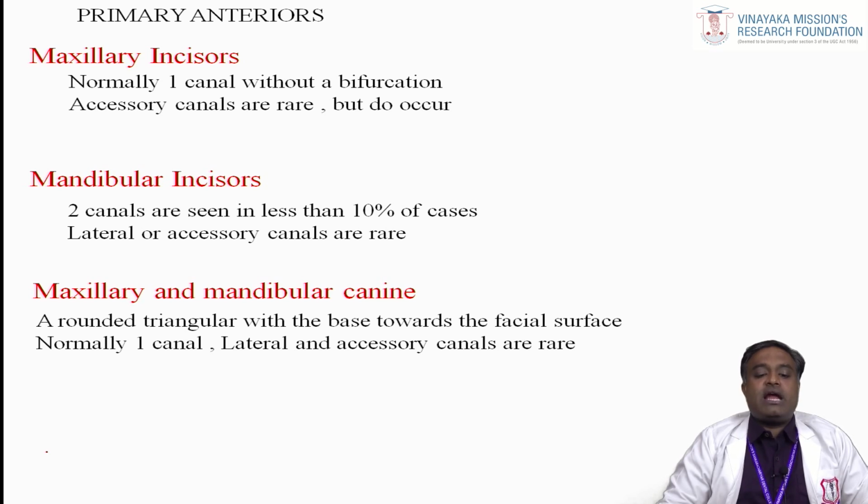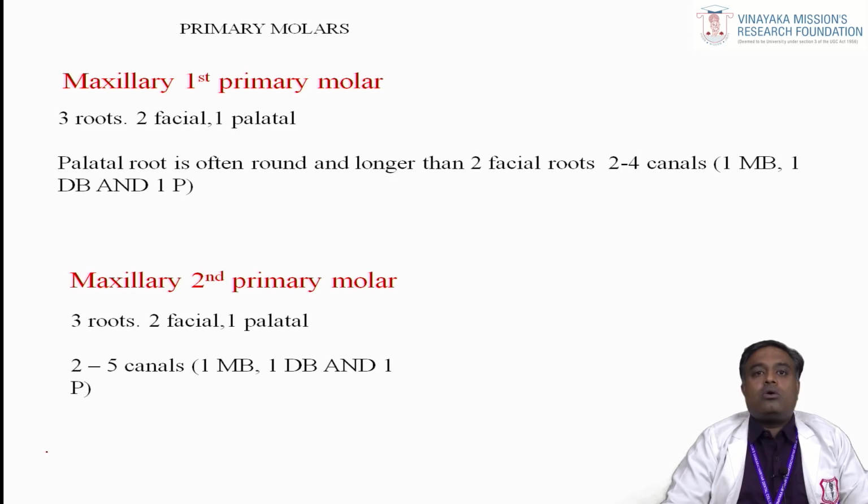Next is the maxillary and mandibular canine, round to triangular with the base towards the facial surface. Normally one canal is seen, and lateral and accessory canals are very rare. Coming to the primary molars, the maxillary first primary molar has three roots, two facial and one palatal. The palatal root is often round and longer than the two facial roots, with 2 to 4 canals: one mesiobuccal, one distobuccal, one palatal.